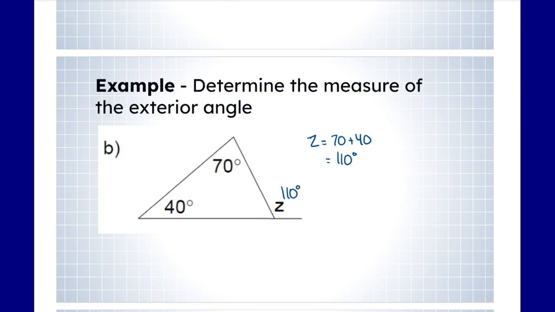Now you could do it another way as well. You could figure out what this missing angle is, and interior angles all have to add to 180. So 180 minus 70 minus 40 would equal 70. So this is 70 degrees here. Then we know from straight angles that this angle and z have to equal 180. So in this case, z would have to be 110. So there are different ways of working around it. You may not just have to use that exterior angle property if you forget it.